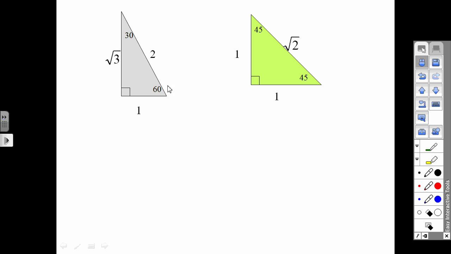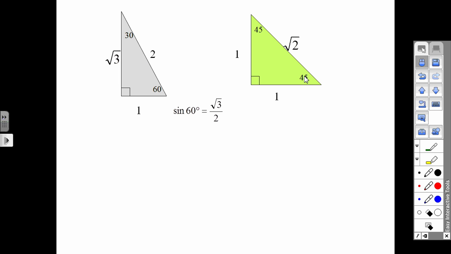What's nice about these two specific triangles is that if we ever wanted to know what the sine, cosine, or tangent is of 30 degrees, 60 degrees, or 45 degrees, we already have this triangle with all three sides created for us. So we can just look at these numbers and write the appropriate ratio. For example, if I wanted to know what the sine of 60 degrees is, well, I just look at my triangle here with the 60 degrees. Sine is opposite over hypotenuse, so it's going to be root 3 over 2.